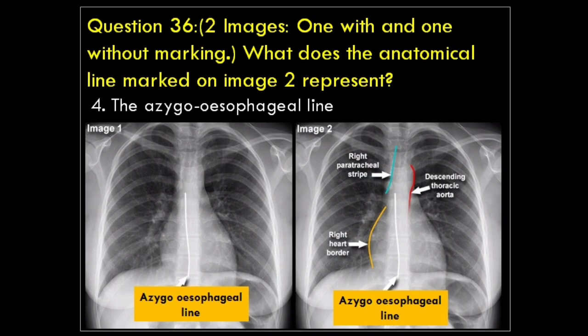The correct answer is, the azygoesophageal line. This is the azygoesophageal line. This line is formed by the contrast of the low-density lung at its interface with the relatively higher-density soft tissues of the mediastinum formed by the vertically orientated esophagus and azygous vein.